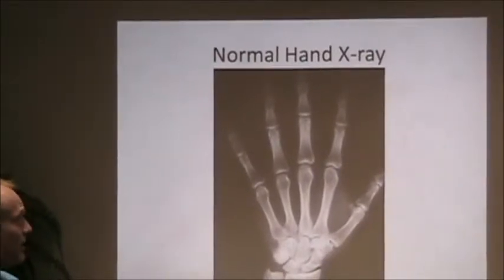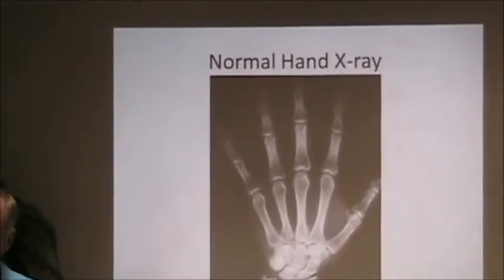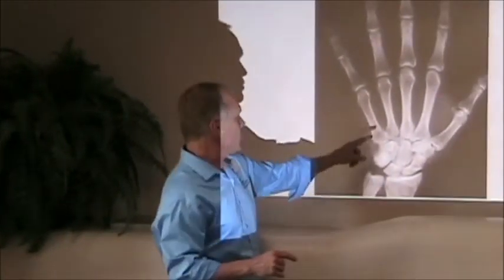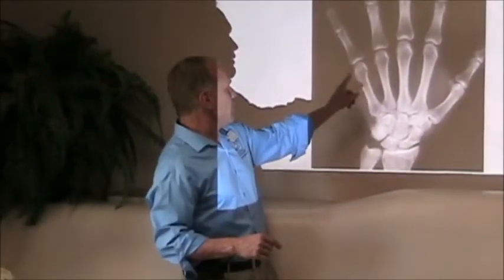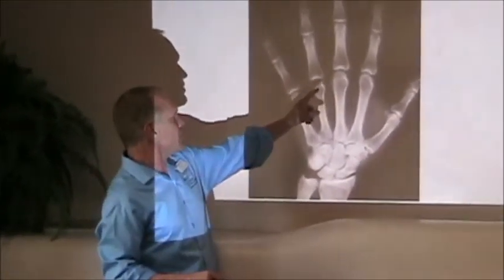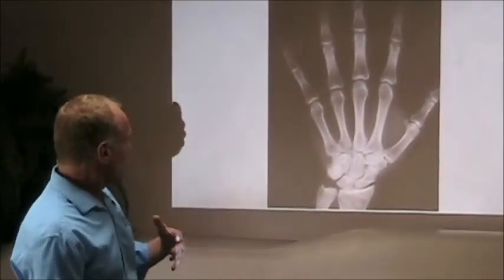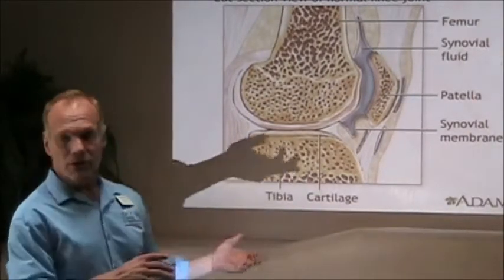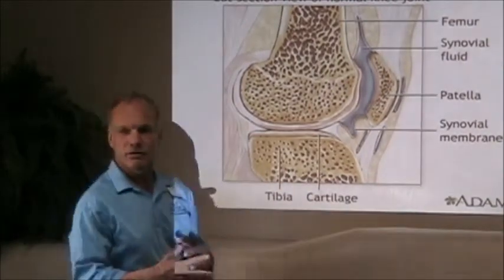Now this is an x-ray of a normal hand. We're going to come back to this x-ray multiple times, but this illustrates some things. The white stuff is bones, the stuff that's dark between the bones is the joint. One of the things I want you to notice is how nice and smooth this normal joint is. That is a normal joint. And this is a cartoon illustrating the insides of a normal joint.